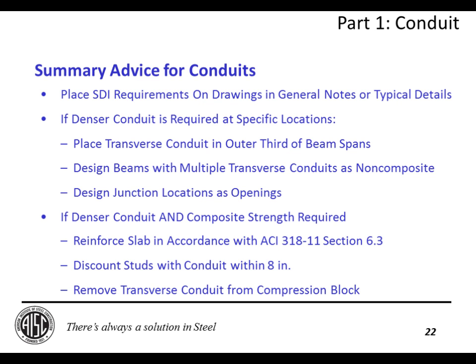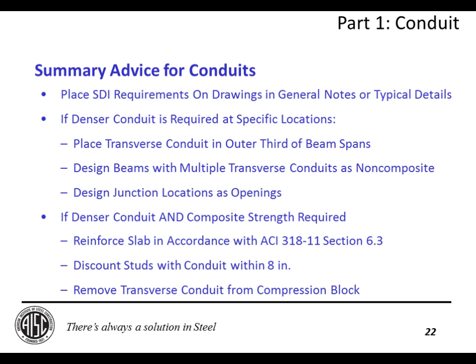If denser conduit is required at specific locations and you're not needing your full composite action, you can place the transverse conduit in the outer third of the beam span. Designing beams that have a bunch of conduit, such as that opening picture I showed, as non-composite is certainly the easy way out. And in places like junctions where a bunch of conduits come together, you would just design those as openings within the slab itself.